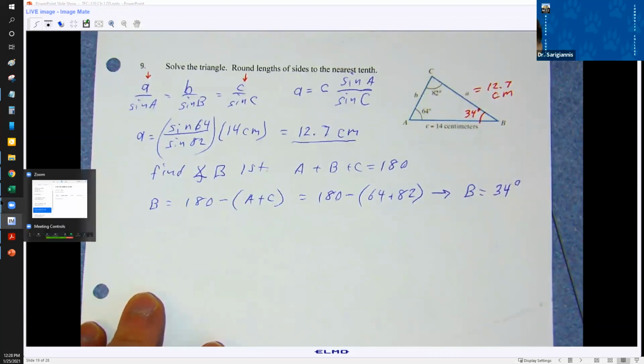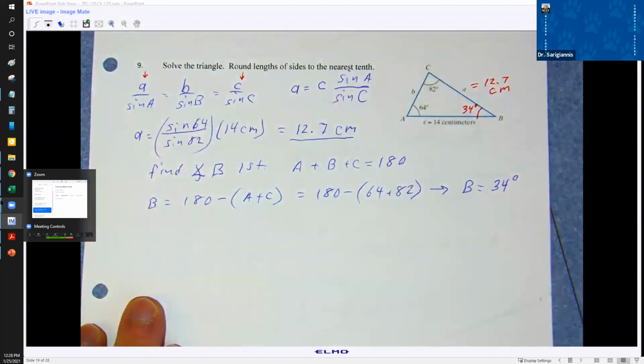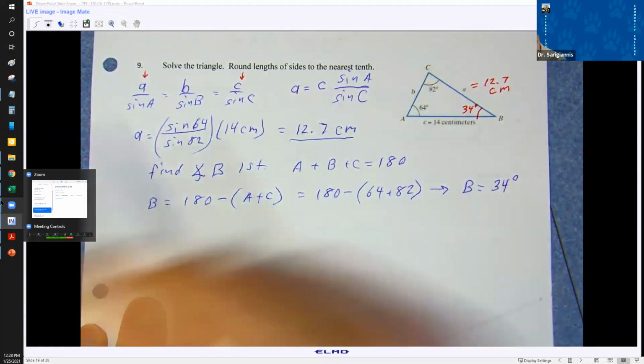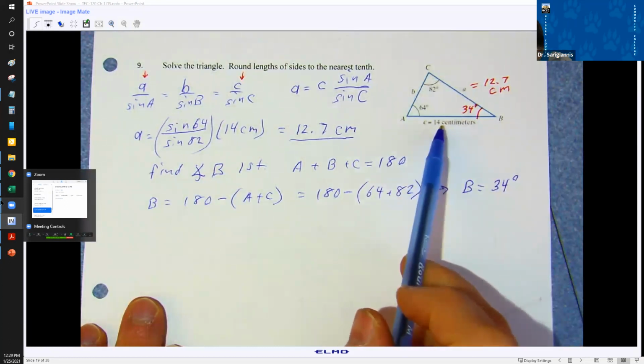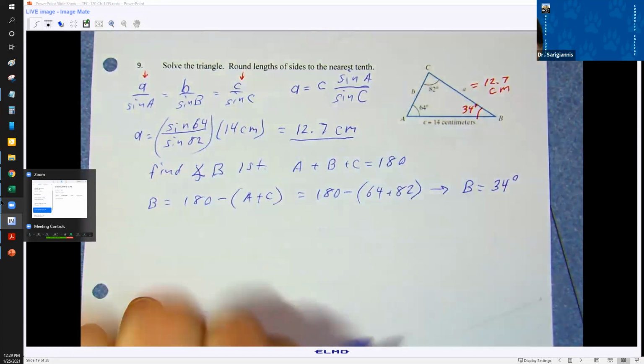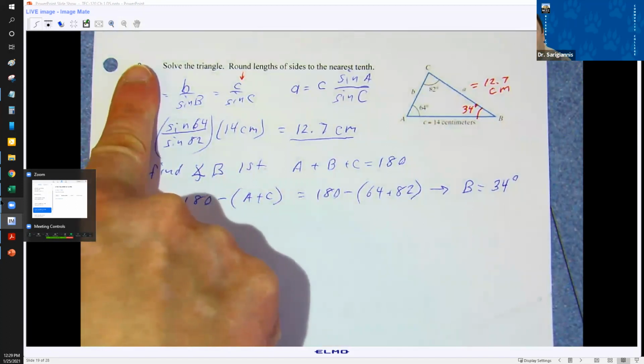All right, so now we have a value for B. Now we can go ahead and use the same relationship. And we can use either one. We can use A, we can use C. I'm going to stick with C. C is a nice round 14 centimeters. So I'm going to look at this relationship now, right? B over sine B equals C over sine C.